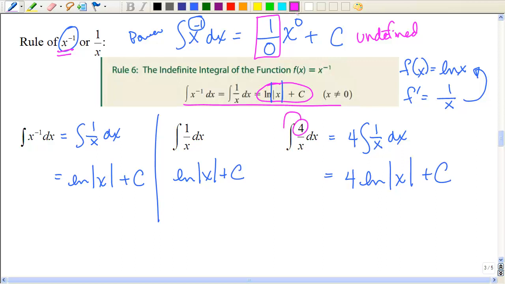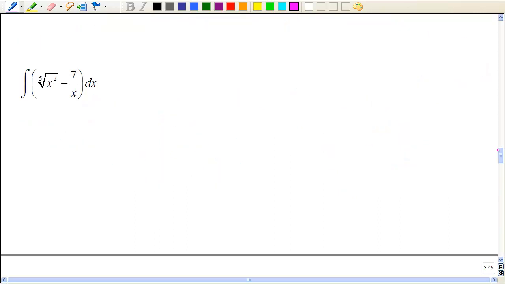Any constant, you can put it out in front of that integral sign, very much like we used the derivatives. Just keep in mind the power rule does not apply for that x to the negative 1 because you end up with that 0 in the denominator. So let's see if we can take a problem and apply those rules.